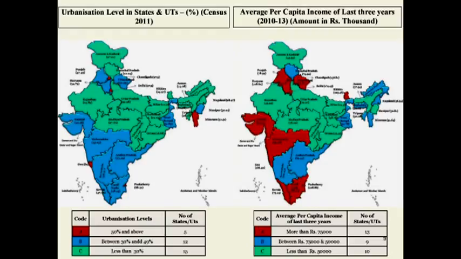So in fact I would recommend to you to do a similar analysis for the districts in the state of your interest, whether this correlation, which is around 0.7 to 0.8 as the correlation coefficient, applies in case of districts within a state, that more urbanized districts, are they more prosperous. Globally that is true. More urbanized countries have higher per capita income.